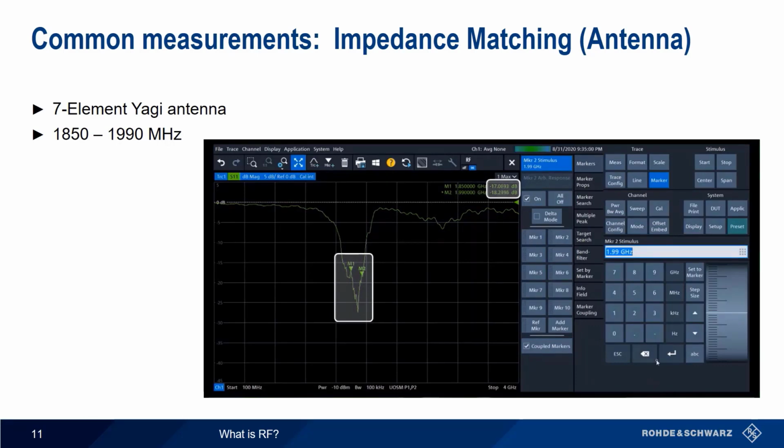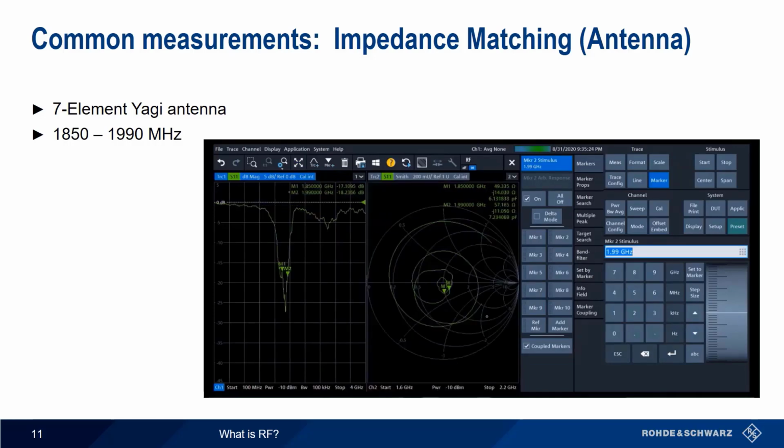But the return loss is purely a magnitude measurement. Sometimes phase information is desired as well. A good example is the Smith chart, which shows both amplitude and phase of reflections.